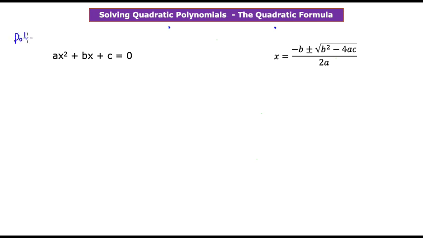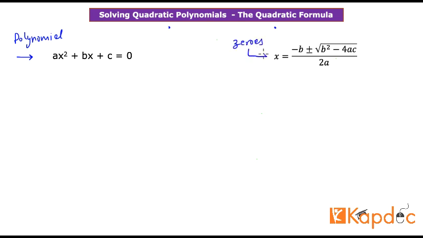So if this is my quadratic polynomial, as given in the very general form ax squared plus bx plus c equals 0, where a, b and c are the three constants, then this polynomial will have two possible zeros because it is a quadratic, or two different solutions. Those solutions can be explained by one general formula: x is equal to negative b plus or minus square root of b squared minus 4ac, divided by 2a. Now this is called the quadratic formula.